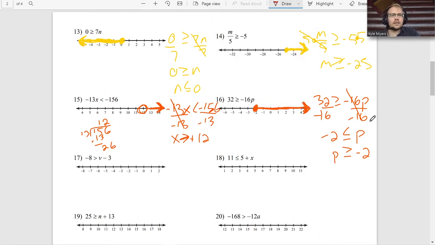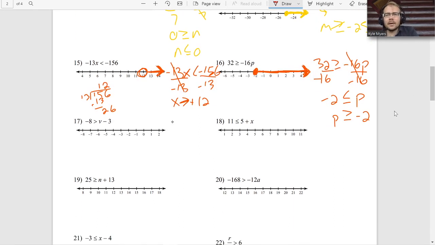So then we have the next one here. Negative 8 is less than v minus 3. Add 3, add 3. And that's negative 5 greater than v. So v is less than negative 5. Less than negative 5, just like that.